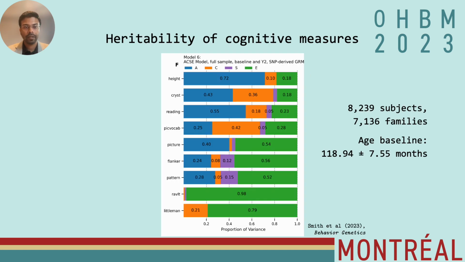In this particular analysis, we found that different phenotypes had varying levels of heritability. The heritability estimate here is shown by the A factor, which is the additive genetic effect.